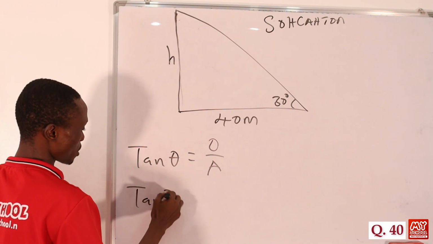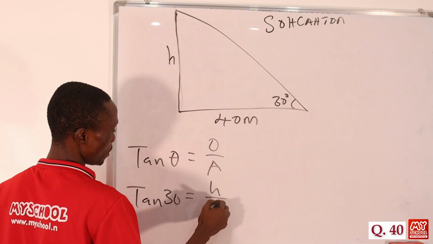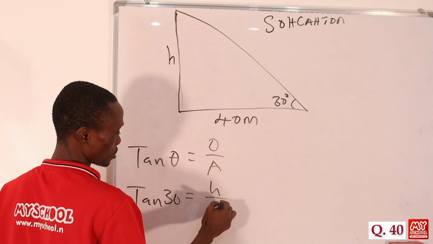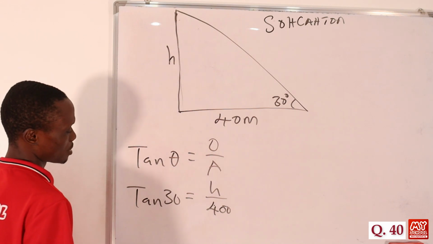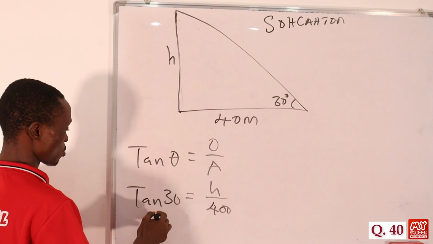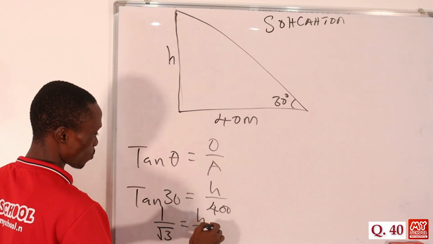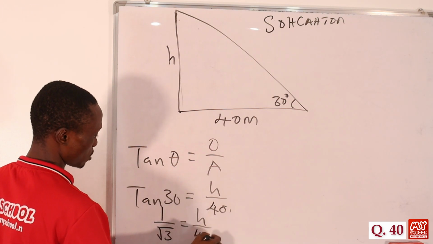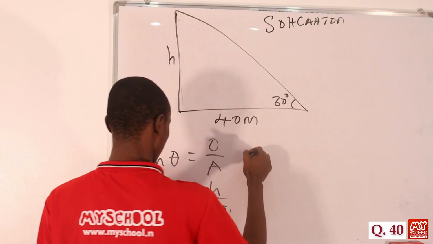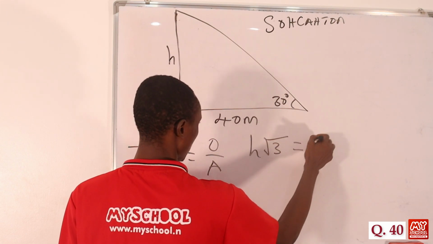So here we'll have tan 30 is equal to h all over 40, right? But remember that tan 30 is equal to 1 over root 3. So we'll have 1 over root 3 is equal to h all over 40. So we cross multiply. If we cross multiply, we have h root 3 equal to 40.